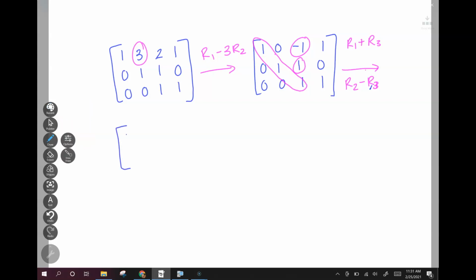Okay, so first row is going to have plus row 3. So 1 plus 0, 0 plus 0, -1 plus 1, 1 plus 1. Now our row 2 minus row 3, for row 2, 0 minus 0, 1 minus 0, 1 minus 1, 0 minus 1. Row 3 we are not changing.